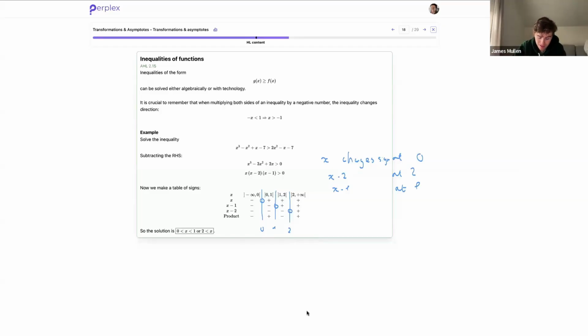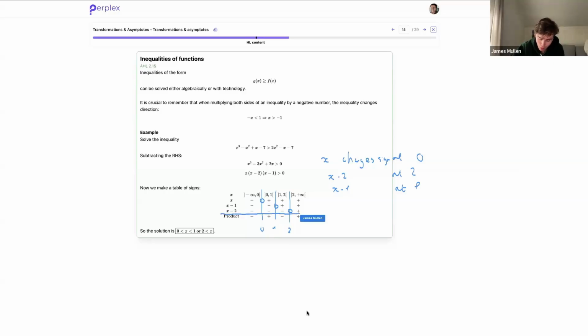But then I can think about what the sign of each of these terms is going to be in each of the intervals. So when x is less than 0, x is negative. So is x minus 1, and so is x minus 2. All right? When we're between 0 and 1, x is going to be positive, but x minus 1 is still negative, and x minus 2 is still negative. Between 1 and 2, both x and x minus 1 are positive, but x minus 2 is negative. And then when x is greater than 2, all 3 terms are positive.